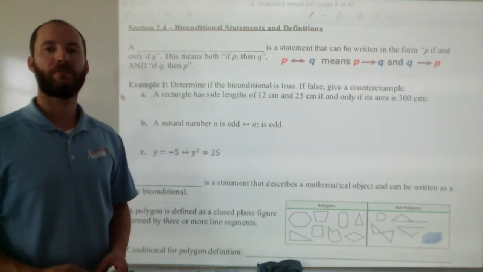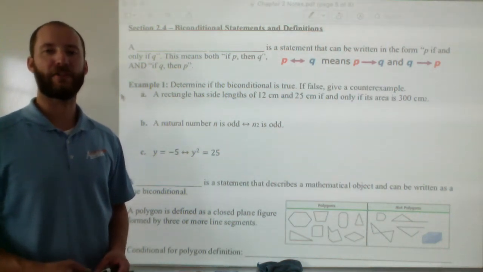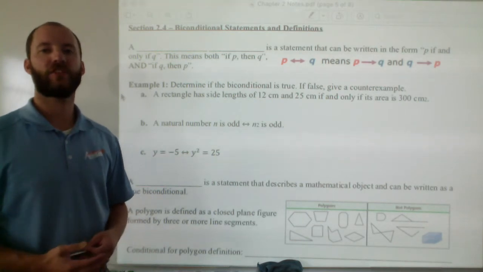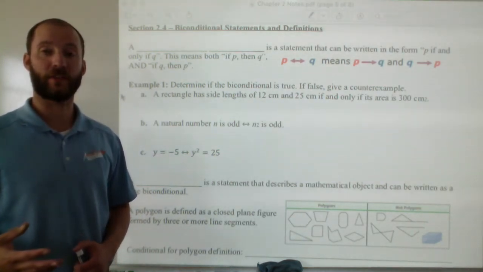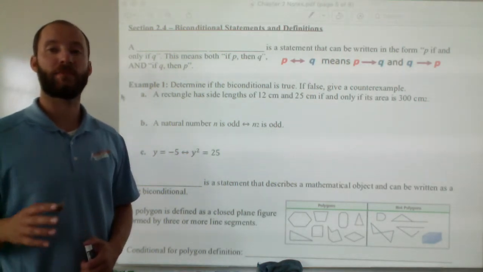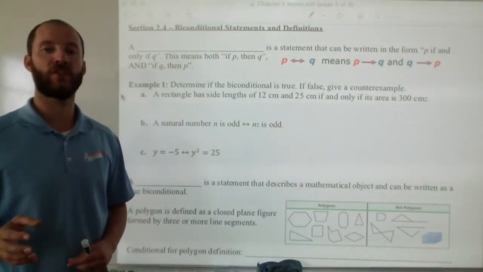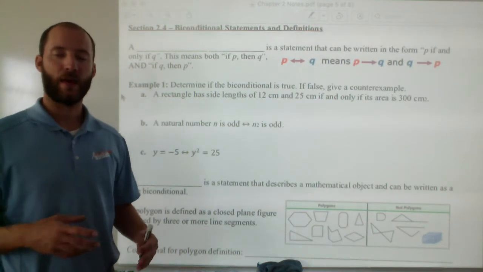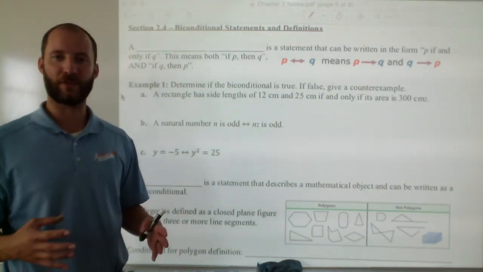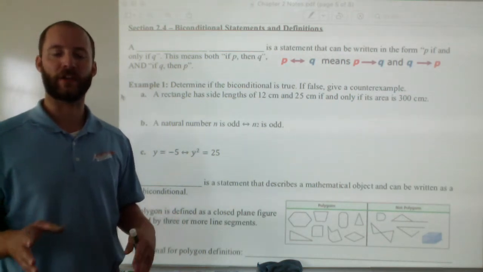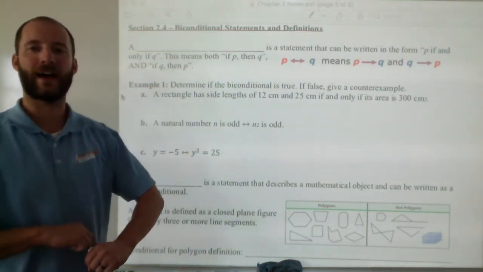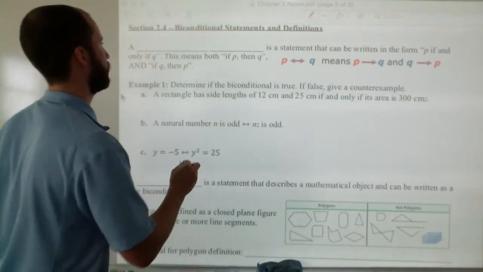Section 2.4, biconditional statements and definitions. So a biconditional statement has a really high threshold it has to meet in order to be considered true. The reason for that is because biconditional statements are used to craft definitions. And when you define something, you need that definition to be airtight, specific, not ambiguous whatsoever. The biconditional statement is how we meet that threshold.